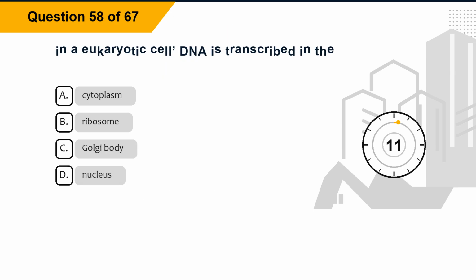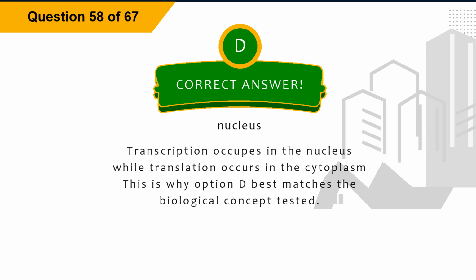Question 58. In a eukaryotic cell, DNA is transcribed in the. Option A, cytoplasm. Option B, ribosome. Option C, Golgi body. Option D, nucleus. The correct answer is option D, nucleus. Explanation. Transcription occurs in the nucleus while translation occurs in the cytoplasm.